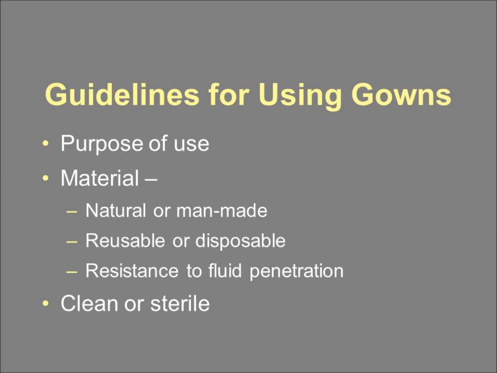The second factor is the material. There are three types of material: natural or man-made material, reusable or disposable material, and then those that are resistant to fluid penetration. And then the last factor, clean or sterile. The last factor includes whether the garment just simply needs to be cleaned or if it needs to be sterile. Clean gowns are generally used for isolation. Sterile gowns are only necessary for performing invasive procedures. So you as a minister would not need to be concerned about that type of gown. Again, it is for the safety of the patient and the visitor that these garments are used.